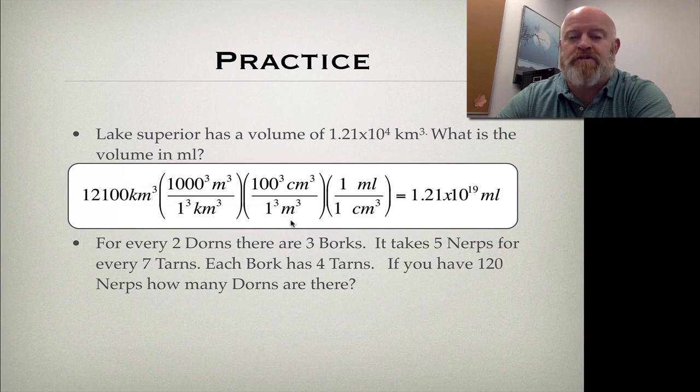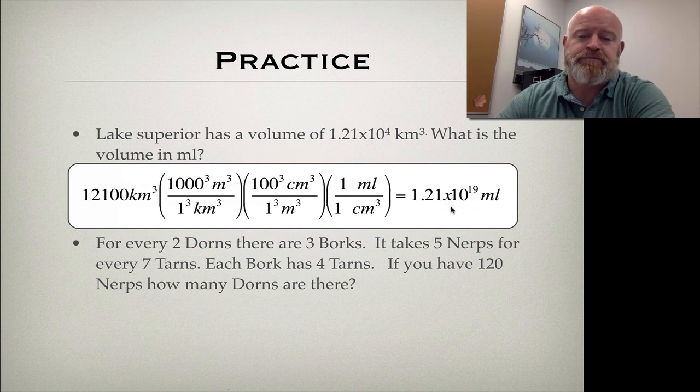So my meters cubed went down. 1 cubed is just 1. To 100 cubed centimeters cubed. And then we know this conversion factor is one you can look up, that for every cubic centimeter we have 1 milliliter. So that's actually the definition of a milliliter, is taking a centimeter cubed. So 1 centimeter cubed is 1 milliliter. So now we've done all the work. Our kilometers have canceled, meters have canceled, centimeters have canceled. We have milliliters, and if we do the math, we have 12,100 times 1,000 cubed times 100 cubed. And so we're talking about cubed times cubed. So that's a pretty big number. And we end up with 1.21 times 10 to the 19th milliliters here.